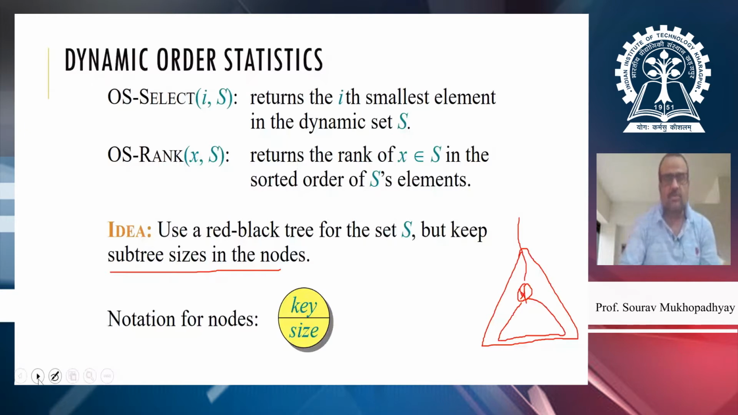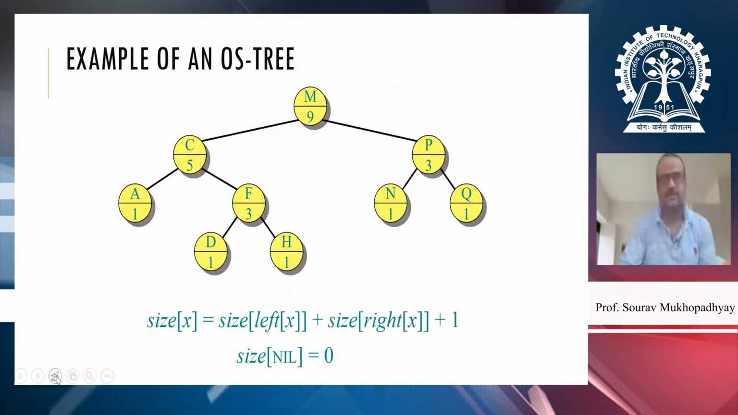Okay, so suppose these are our key values: M, C, A, F, like this. So these are the key values. We have some records whose key values are these alphabets A, C, M, F. Okay. Now we form the red black tree. A red black tree is a binary search tree.